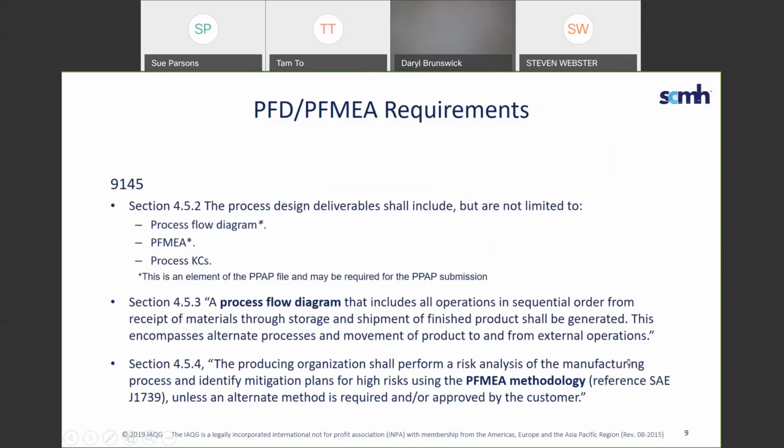So let's talk more about the requirements within 9145. Section 4.5.2 states that the process flow and the PFMEA are elements of the production part approval process file and may be required for PPAP submission as determined by your customer. Section 4.5.3 states that the process flow diagram shall include all operations in sequential order from receipt of materials through storage and shipment. However, it doesn't quite dictate what template you use, so keep that in mind.